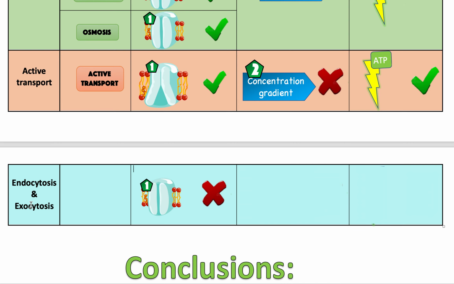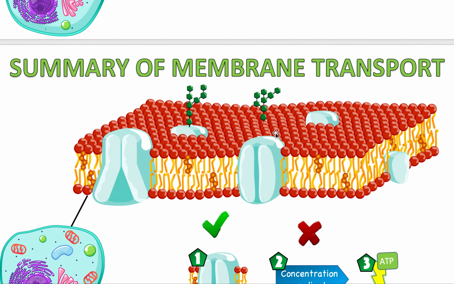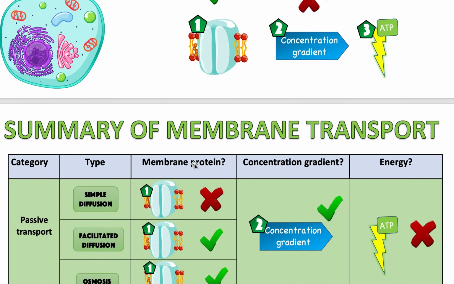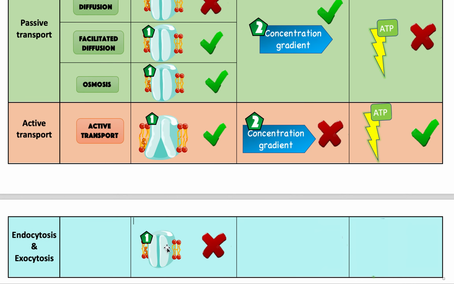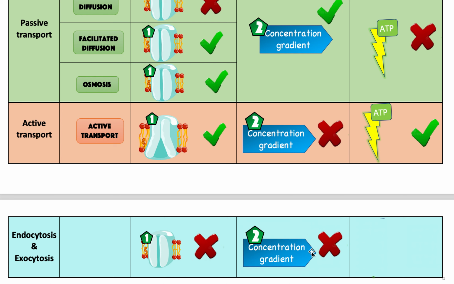But basically, it's when the cell membrane folds around a molecule and engulfs it completely. So the molecule doesn't travel through the membrane, the cell eats it, physically eats it. And you've got to check out the video to see what I mean by that. But for that, it doesn't need a protein. It just needs the cell membrane itself. No proteins needed. And this does not need a concentration gradient either.